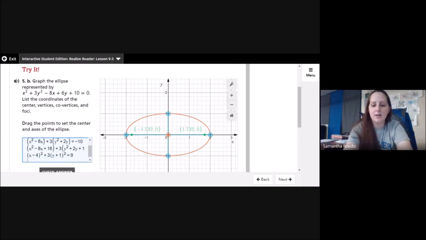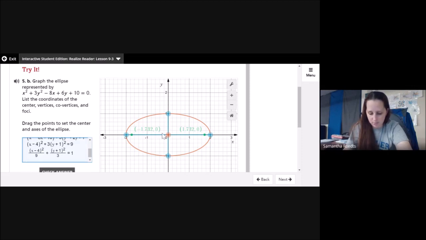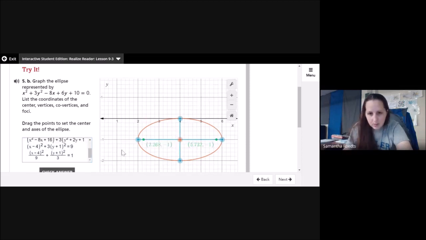Divide both sides by 9, so I get (x minus 4) squared divided by 9 plus (y plus 1) squared divided by 3, since 9 divided by 9 simplifies to 1 over 3, equals 1. Okay, so that means my center is at, so this means it moved over 4 to the right and down 1. Okay, so my center is at 4, negative 1.